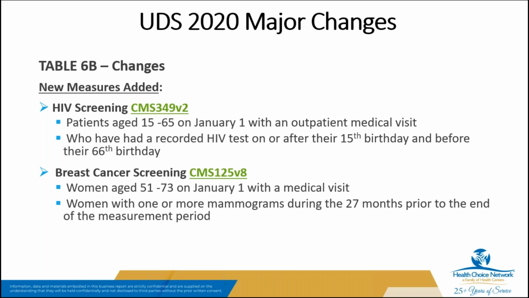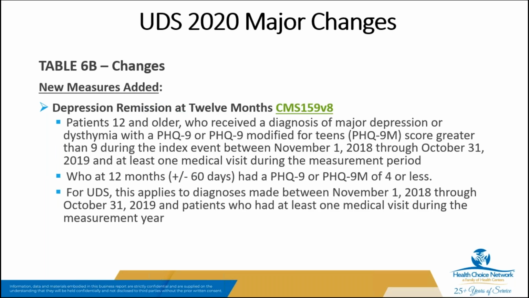Next slide, please. So the last new measure that was added to Table 6B is depression remission at 12 months. This is CMS 159, version 8. So this particular measure is looking for patients 12 and older who've received a diagnosis of major depression or dysthymia with a PHQ-9 or PHQ-9 modified for teens. So the PHQ-9M and PHQ-9A is the same tool.